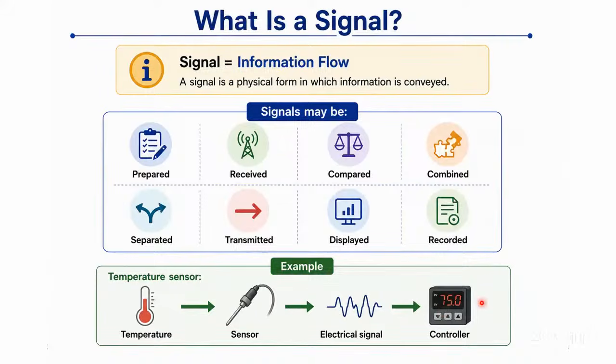So what is a signal? This signal may indicate the preparedness or what is received, or when two things are compared or combined, when you divide it or separate it, or when you want to transmit it, it tells you the status. So signals may be any one among this, or it may display something on the screen, or it can be a recorded signal. So all these are examples of signal which gives information flow. A signal is a physical form in which information is conveyed.